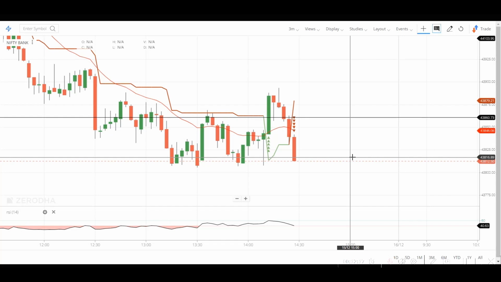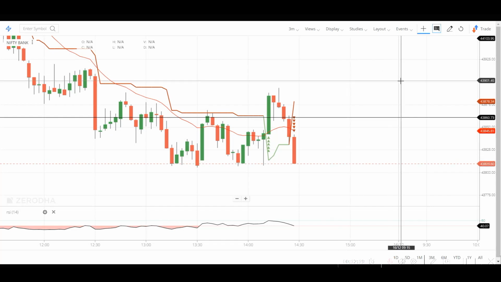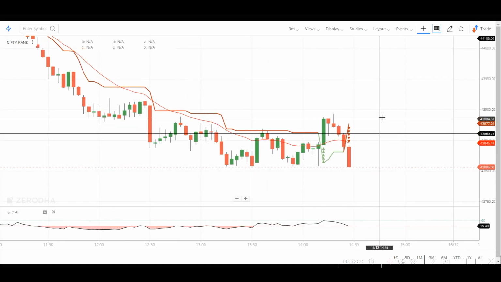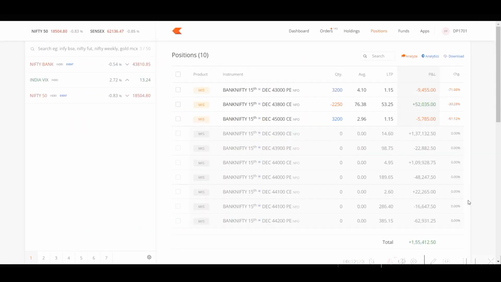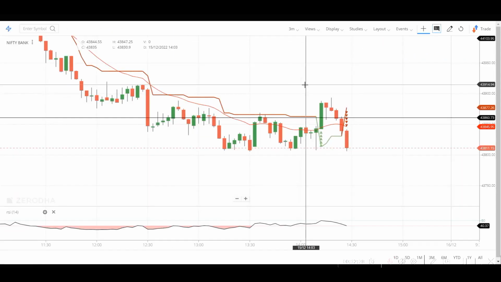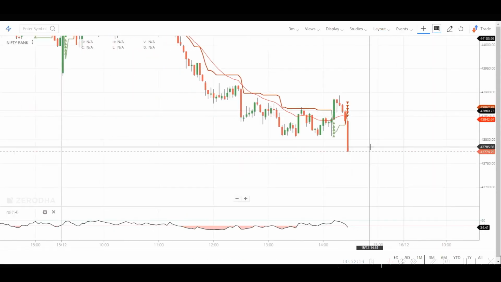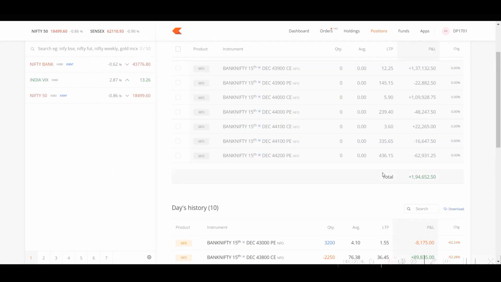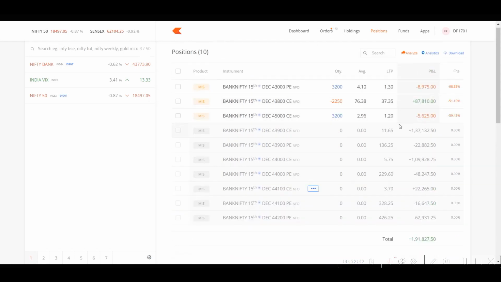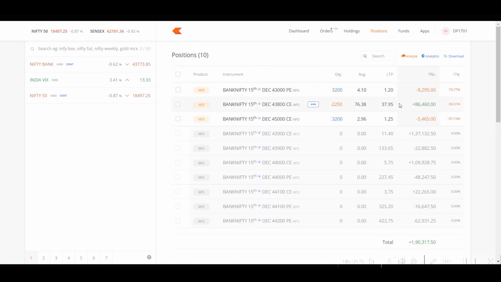Simple super trend. I'm just going to trail with the super trend. Time is close to 2:30, and in case Bank Nifty crosses that, I will be accordingly doing the adjustment. So we are above 1.5 lakh profits, and now you can see it's closely inching towards 2 lakh. Big candles are being formed, and it's very nice to see, especially when we are having a negative bias and the market also is moving down. It's going to be very nice to see.